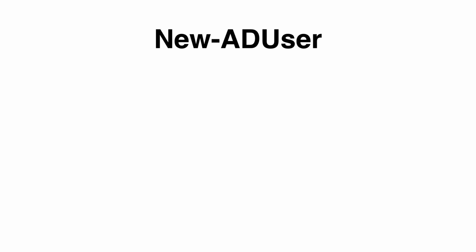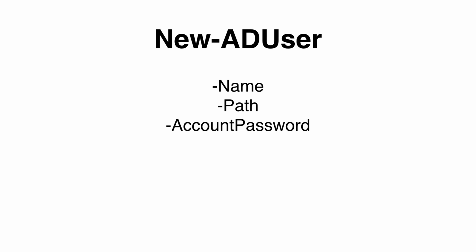To create a new user in Active Directory, we can use the New-ADUser commandlet. The minimum that needs to be specified is the name. If you specify the name only, the user will be disabled. The path should be specified if you want to put the user into different organizational units. You should specify the password by using the account password property.